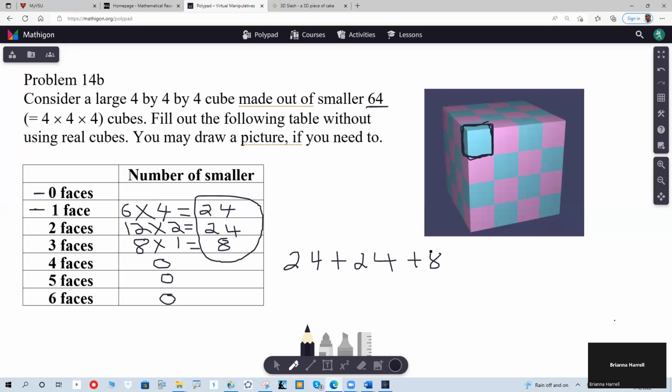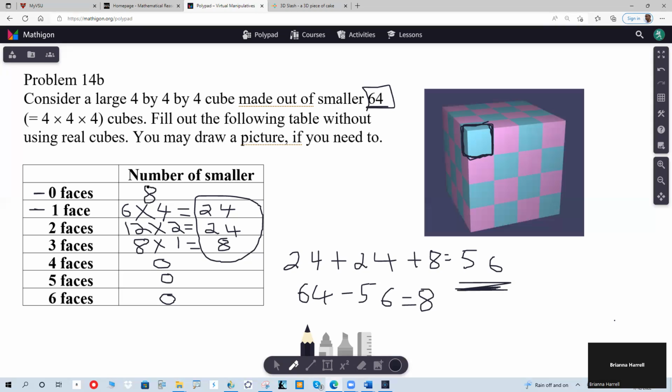Plus 8 is 56, if I'm not mistaken. Now, how many cubes are showing 0 faces? Remember, the whole block is made with 64 cubes. 56 have been accounted for. If you take your 64, subtract 56, you're going to get your 8. So this answer is 8.